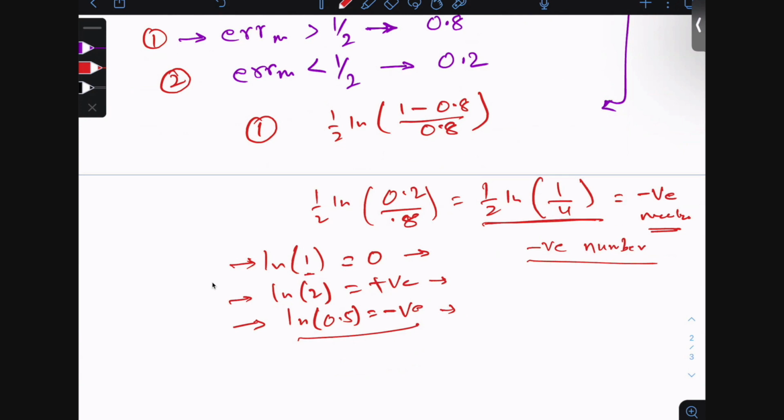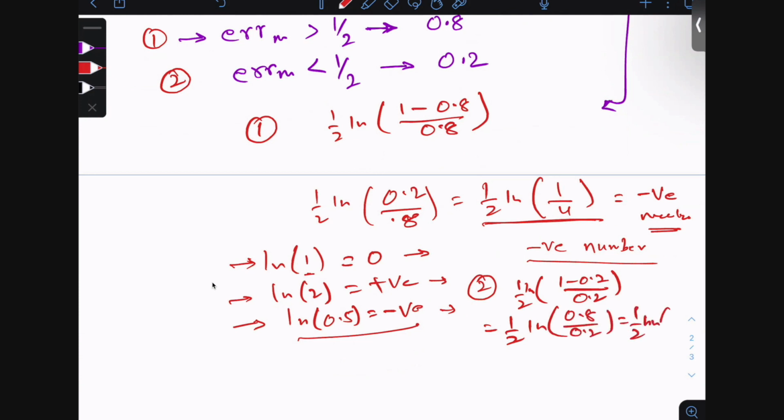Now see the other case, number 2. What will be the error? It is less than half, 0.2, like good classification. Error is less than half means what? Good classification, right? It is predicting at least something correctly, a lot of things correct. So let's say over here, half ln (1 minus 0.2) by 0.2, right? Which will be the same as half ln, this becomes 0.8, this becomes 0.2, which is the same as half ln 4. Now what will this number be? This number will be greater than 1, so it will be a positive number, right?